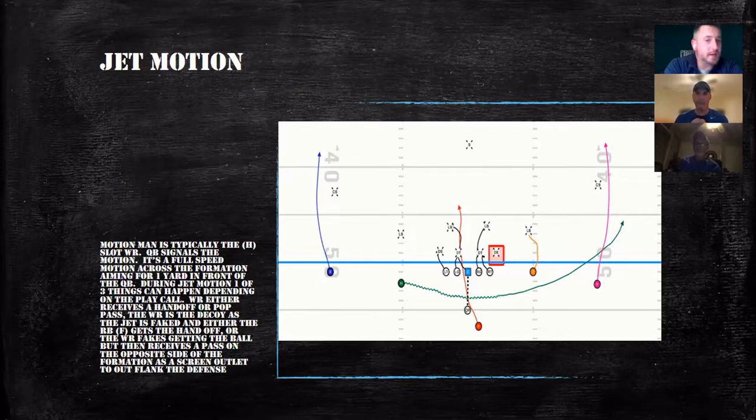During the jet motion, one of three things can happen depending on the play call. The wide receiver either receives the handoff or pop pass. Or the receiver is the decoy, and the ball is handed off to our running back. Or the wide receiver fakes getting the ball, but then receives a pass on the opposite side of the formation, almost like a screen outlet to outflank the defense. So essentially, we have him run over here and then quickly turn around and get the screen pass out on the outside.